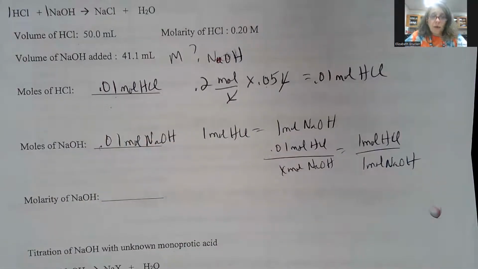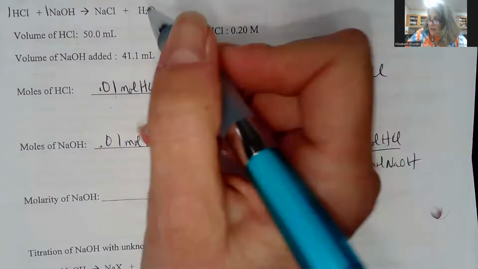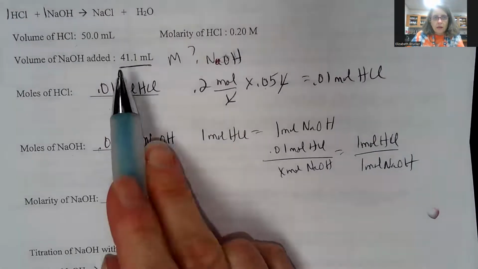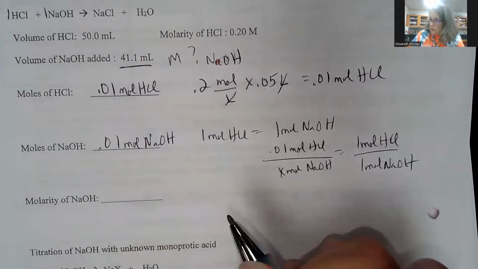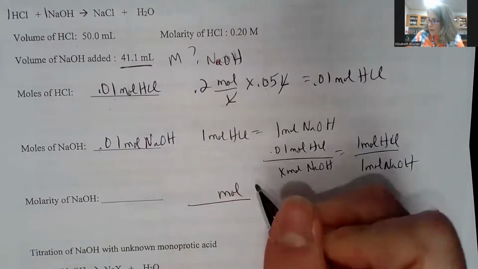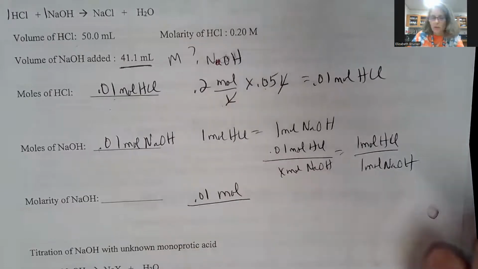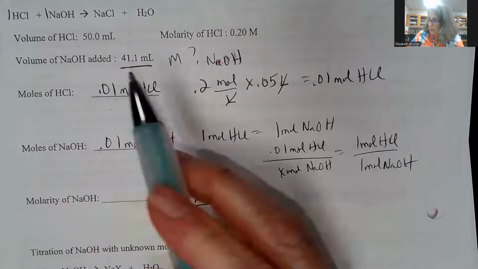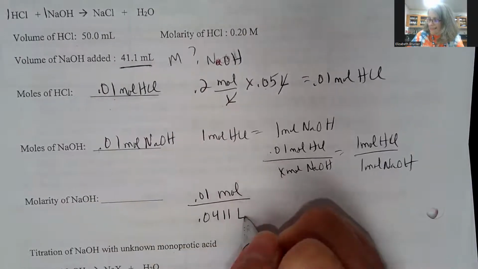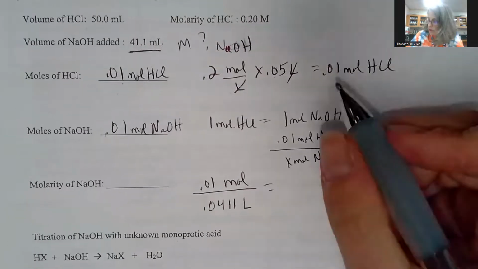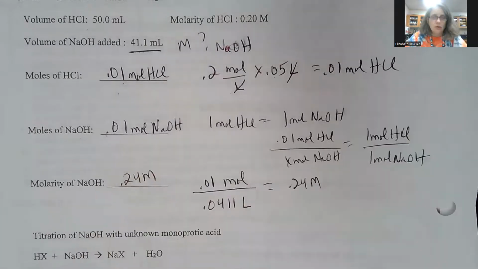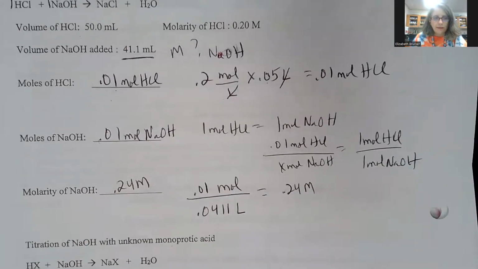And then finally, the molarity of NaOH. I still have the volume, and this is the volume that I had to add in order to get to my endpoint, until it turned pink. Again, molarity is moles over liters. So I have moles of NaOH in the previous step, 0.01 mole, and I have this volume, but I've got to convert it to liters. So I move the decimal 3 over, so I have 0.0411 liters. When you divide those two numbers, you get 0.24 big M, and I have 2 sig figs here, so I'm going to write it as 0.24 molarity.